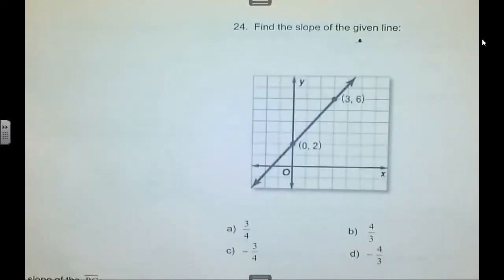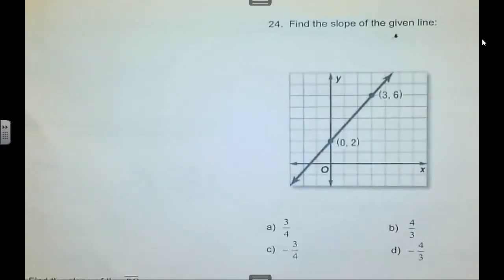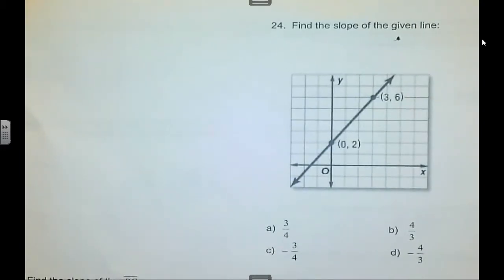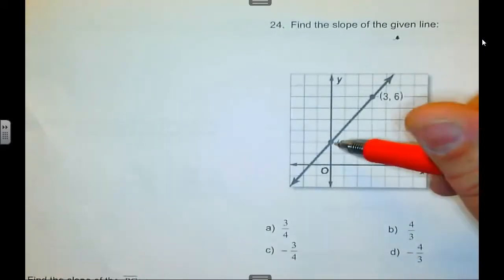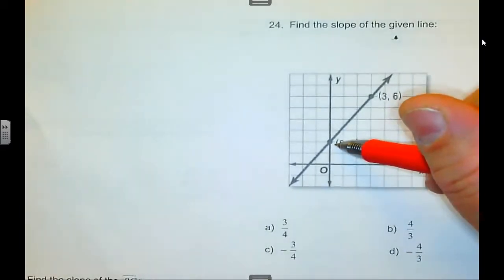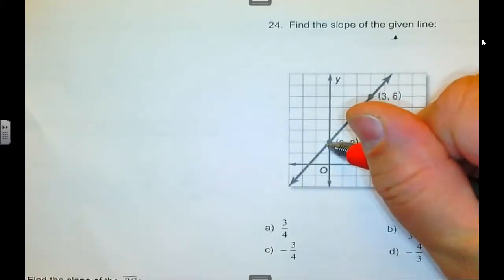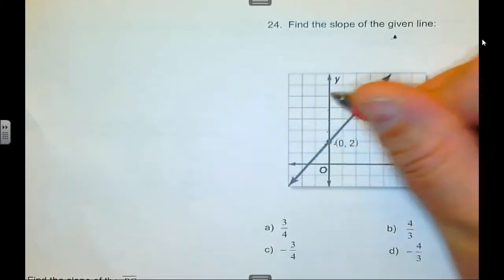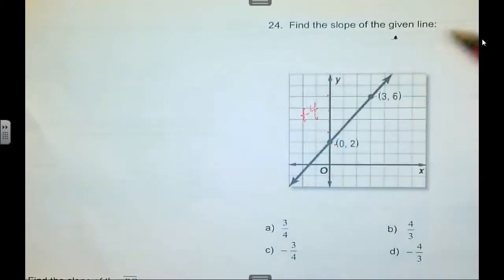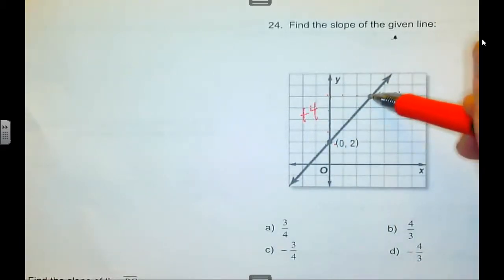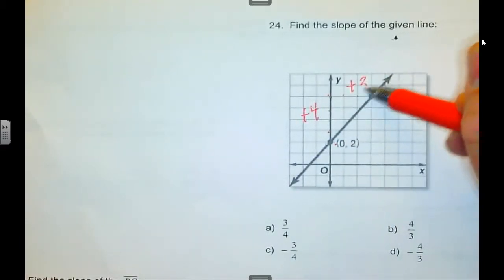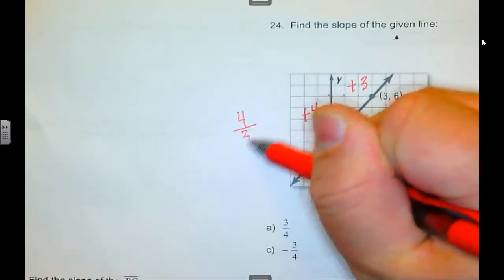Number 24. What's the easiest way to find slope if you have a graph? Count how I get from one point to the other. So I'm going to go up 1, 2, 3, 4. So I'm going up 4, to the right 1, 2, 3. So it's a plus 3, 4/3.